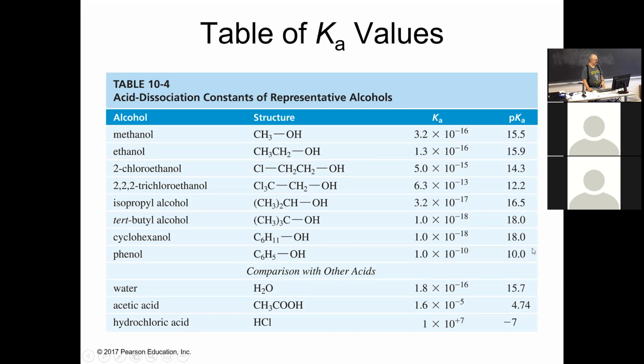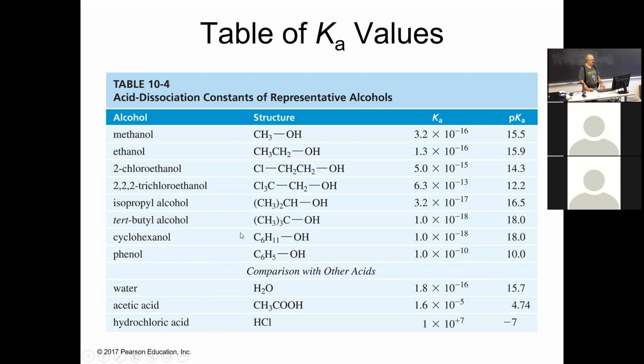So here we have some representative pKa values. Methanol and ethanol are pretty similar to water. If we have a chlorine on position number 2, 2-chloroethanol, the chlorine is electron withdrawing. That will stabilize the negative charge on the conjugate base, and so that increases the acidity by more than 10-fold. If we have 3 chlorines on the 2 position, that has a much more significant effect on the acidity. Here it's more than 1,000 times, 3 pKa units.